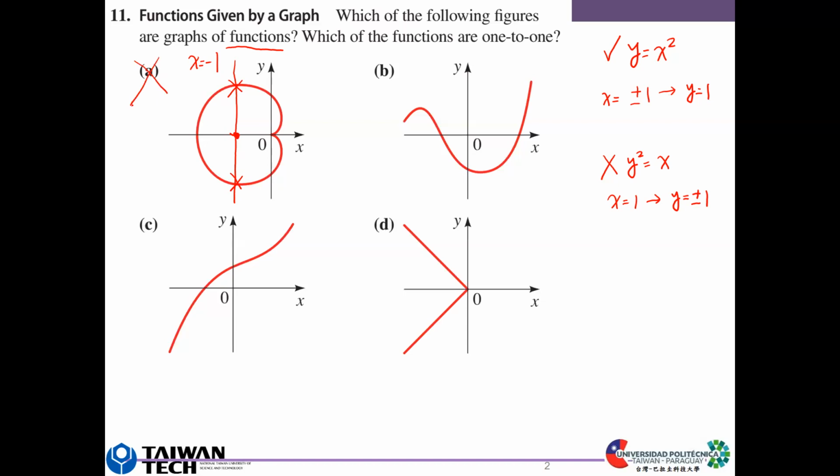And then for B, yes, it is a function. At any point on the contour, it only has one intercept. So yes, it is a function. And for C, it is a function. But for D, for one x, maybe x equals minus 2, it has multiple intercepts. So this is not a function.